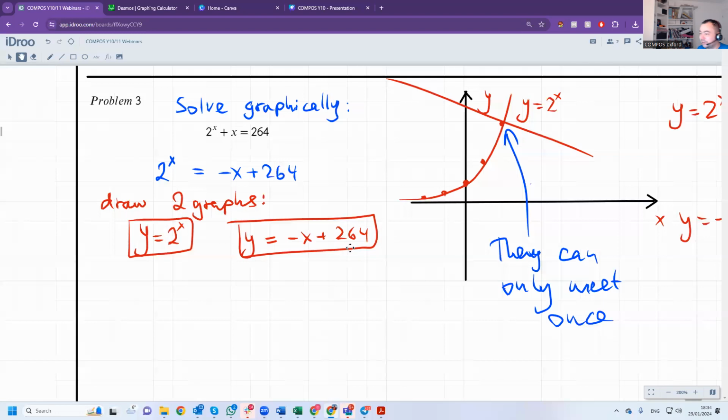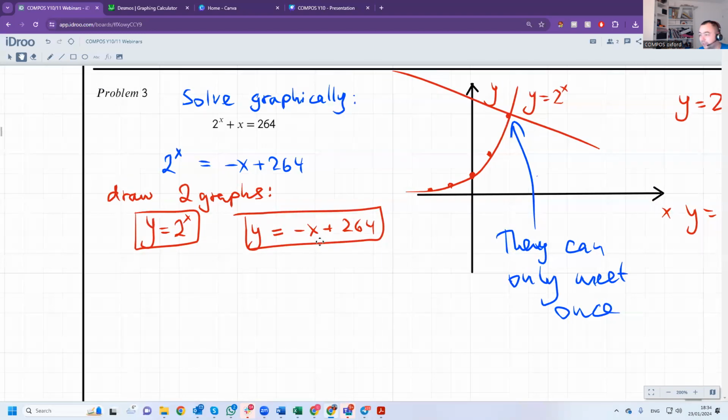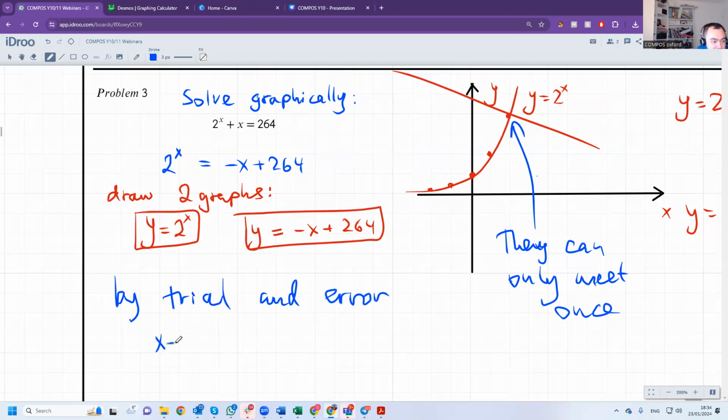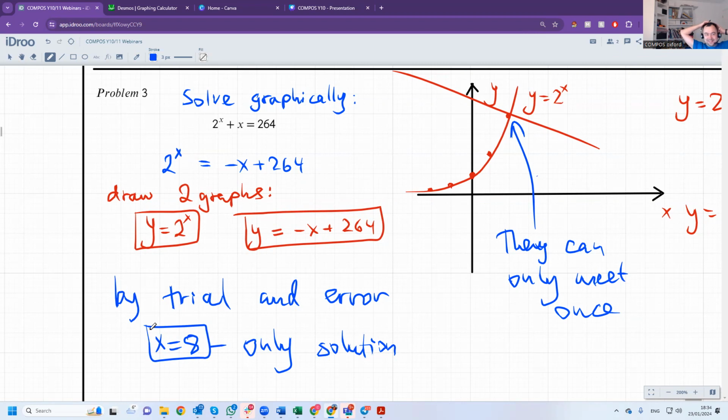And you can find that solution. It's x equals 8 by trial and error. x equals 8 is the only solution. You see how we've taken an equation. You don't need to do anything else. You just need to guess a solution, but you need to prove that it's the only one.